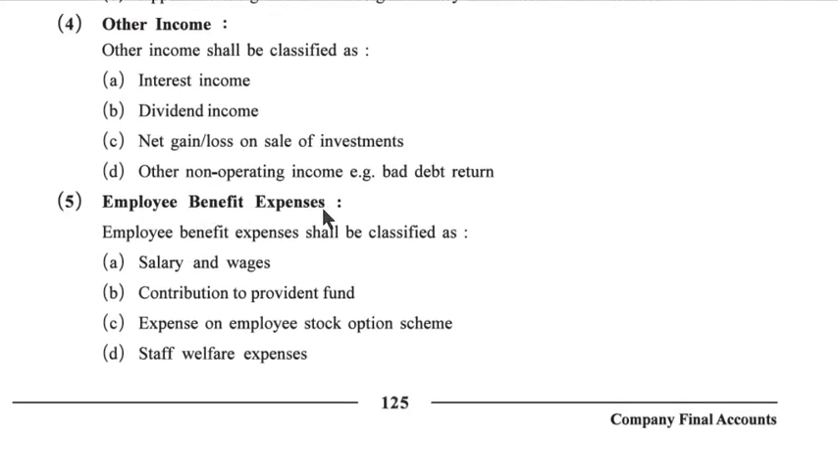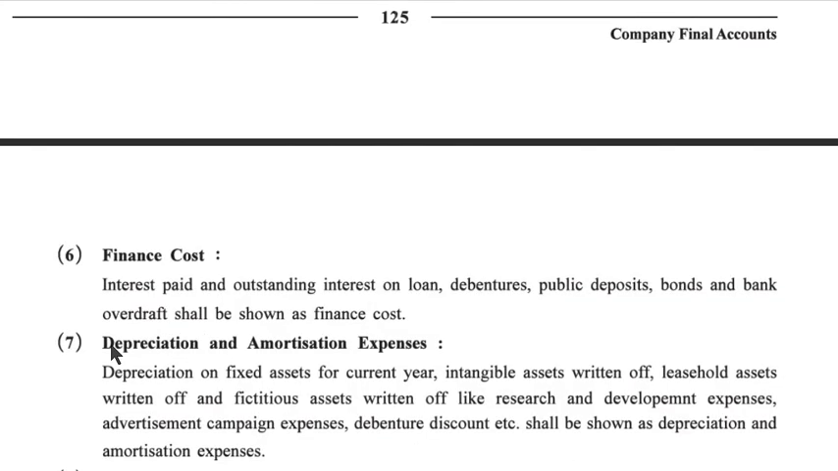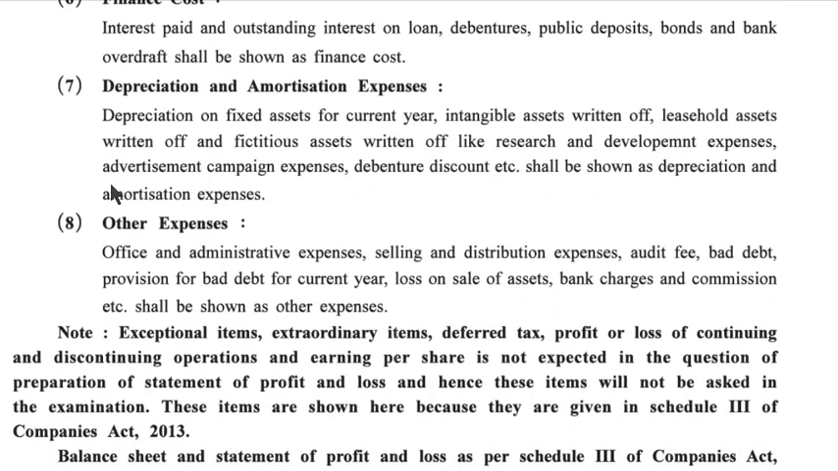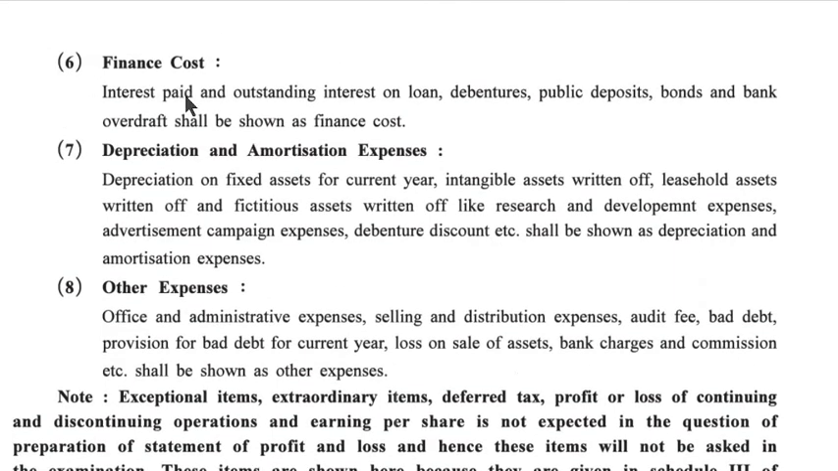Fifth, employee benefit expenses. Employee benefit expenses shall be classified as A. salary and wages, B. contribution to provident fund, C. expense on employee stock option scheme, D. staff welfare expenses. Now, sixth, finance cost. Interest paid and outstanding interest on loans, debentures, public deposits, bonds and bank overdrafts shall be shown as a finance cost.